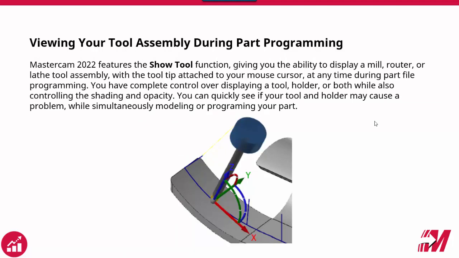Now with 22, we have the ability to automatically view our tool on our cursor. So this is nice. You can set your tool so it's attached to your cursor. You can slide your cursor around your part and check the fit of that tool in different locations to make sure you're not going to crash.